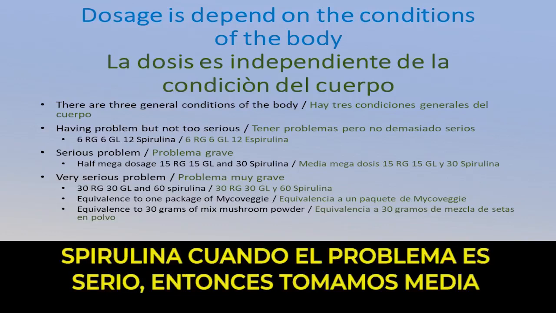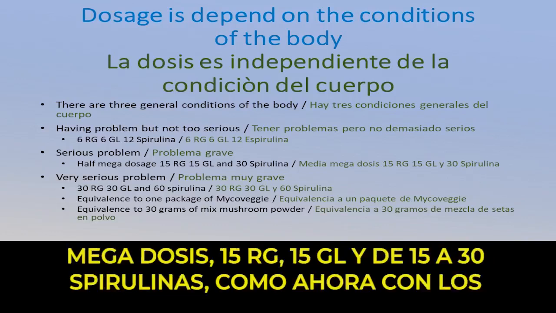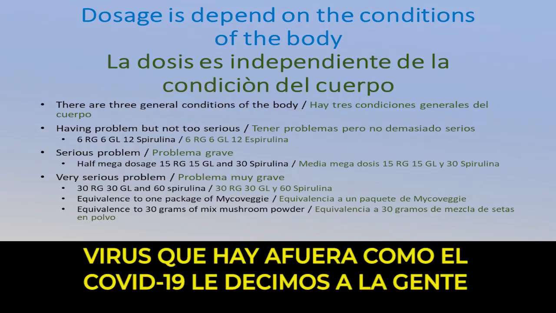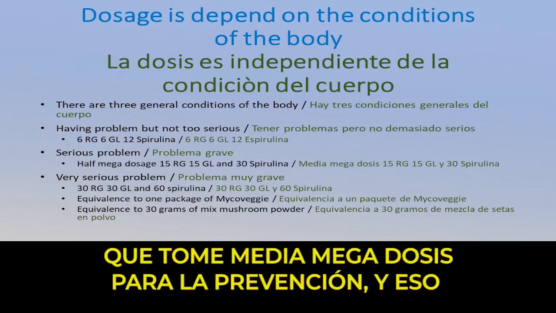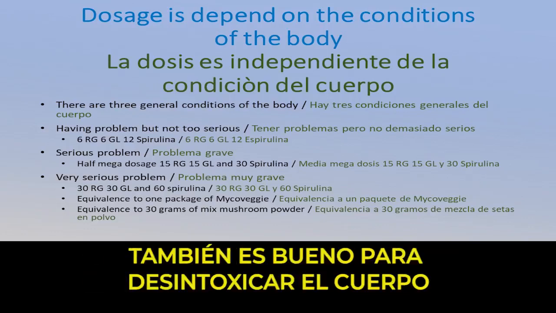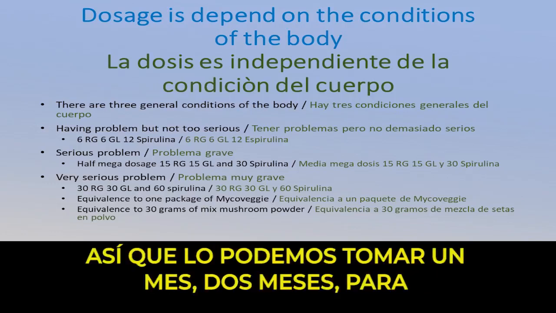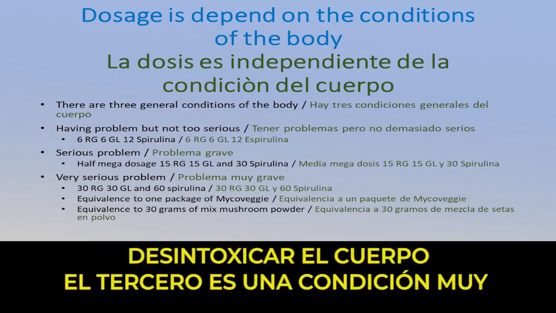Then when the problem is serious, we go for half mega dosage, 15 Rg, 15 GL, and about 15 to 30 spirulina. Like now, there are many viruses in the market, the endemic of COVID-19 and everything. So we ask people to use half mega dosage for prevention. This is also good to detox the body, you know. So we can take it for 1 month, 2 months, to detox the body.